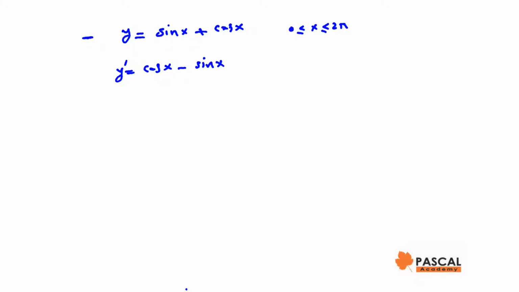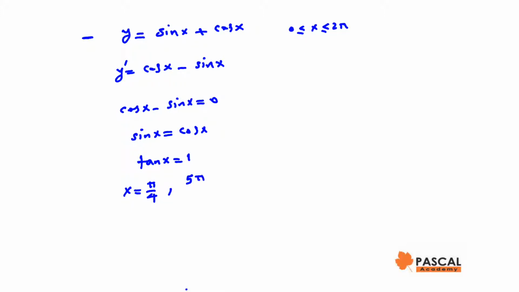Derivative of sine of x is cosine of x. Derivative of cosine of x is minus sine of x. If we set the derivative to 0, sine of x and cosine of x are equal. That means tangent of x is 1. X is either pi over 4 in the first quadrant, or in the third quadrant, pi plus pi over 4, which is 5 pi over 4.